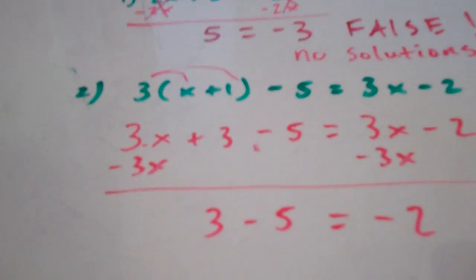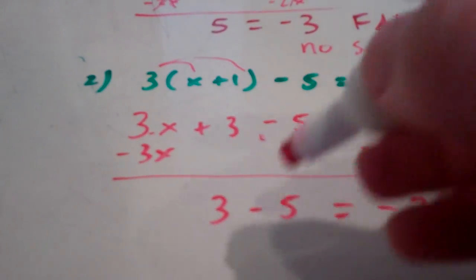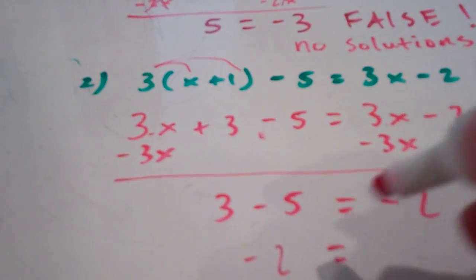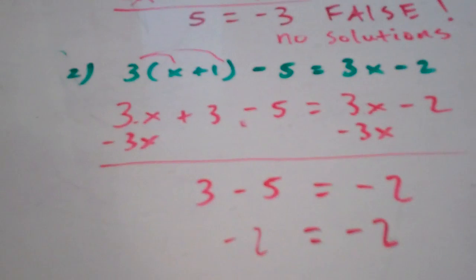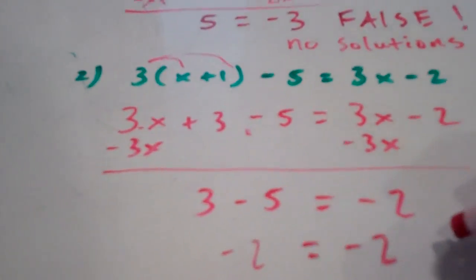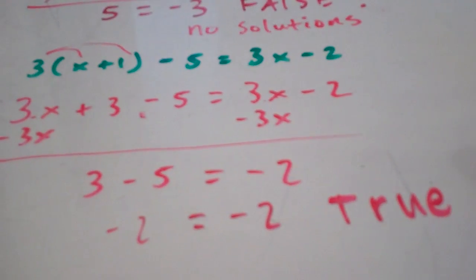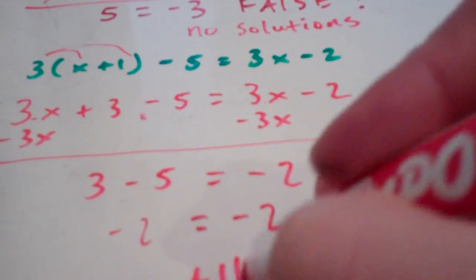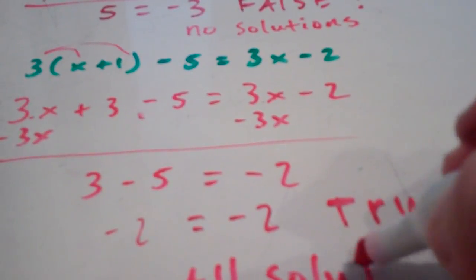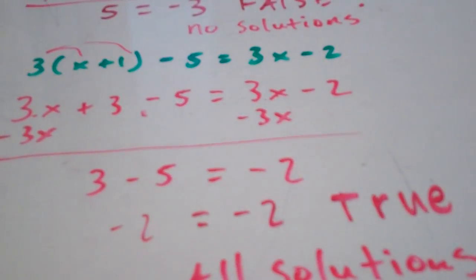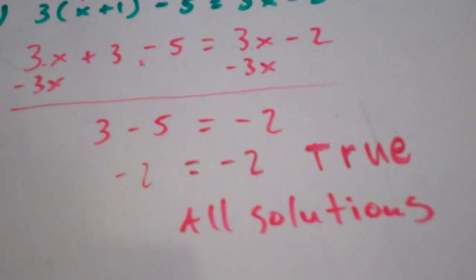I can do a little bit of simplifying. 3 minus 5 is a -2, and -2 does in fact equal -2. That is a true statement, so then all solutions would work. I could put any number I wanted in for x, and it would work.